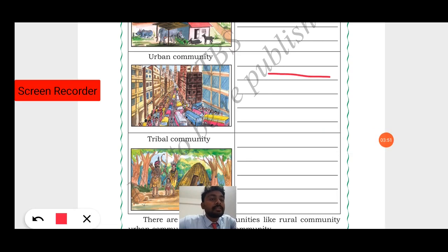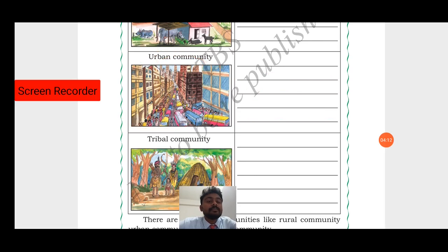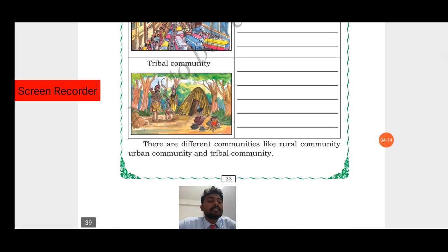In the answer column, you can write human beings, buildings, buses, road, car, vehicles. That's all. So this is about the urban communities. Yes or no? Okay. You can see the third one, the tribal communities.